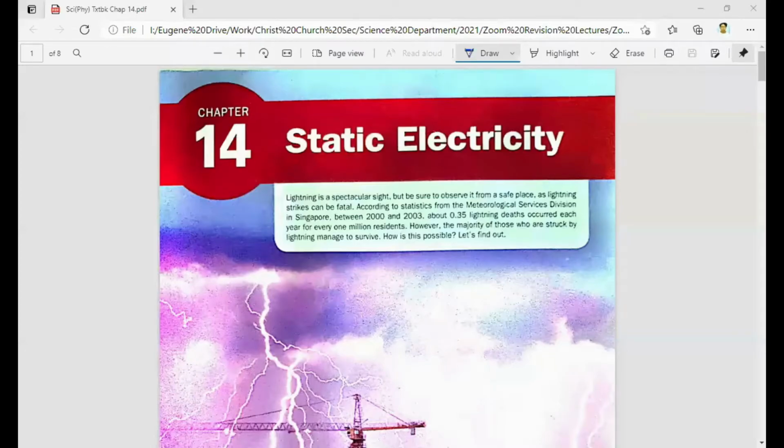Okay, so we are now doing chapter 14 on static electricity. As mentioned, this is a relatively fast and short chapter that we're going to go through. I'm going to go through some of the key points in this chapter that a lot of people tend to have a common mistake about. Okay, so we're going to start off. Let's go on to static electricity.